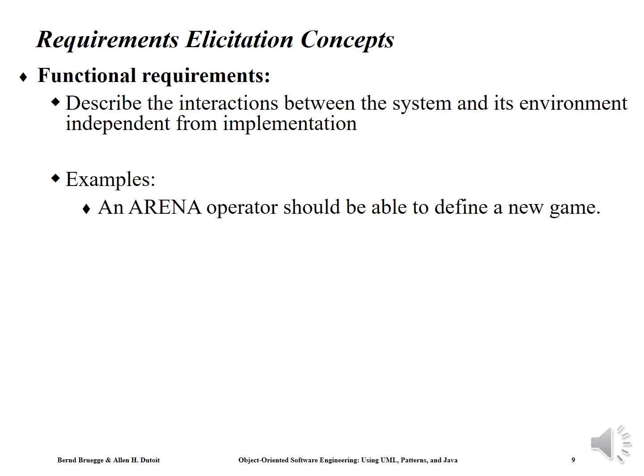First of all are functional requirements. Functional requirements describe the interactions between the system and its environment independent from implementation. For example, in ARENA, which is the case study in your book, the arena operator should be able to define a new game. So functional requirements define those actions and functions that the system can execute.